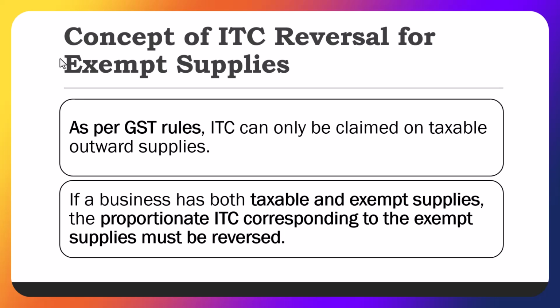Read further, Srishti. If a business has both taxable and exempt supplies, the proportionate ITC corresponding to the exempt supplies must be reversed. Okay, so that means if you're having 100 rupees of output supply or 100 rupees of sale, and if 20% of the sale is exempt, then you will be only allowed 80% of the input tax credit. It's as simple as that. 20% needs to be reversed.